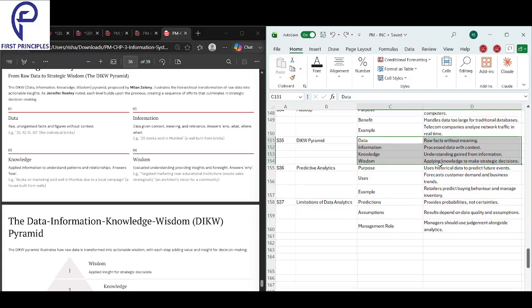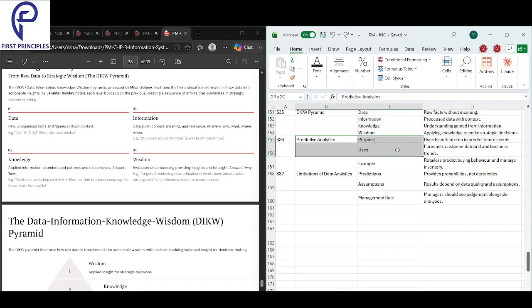Okay. Next is predictive analysis. What about predictive analysis? It uses historical data to predict future events. That is predictive analysis. What are the uses? It forecasts customer demand and business trends. Example, retailers predict buying behavior and manage inventory.